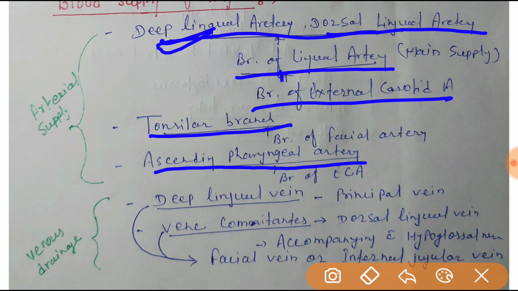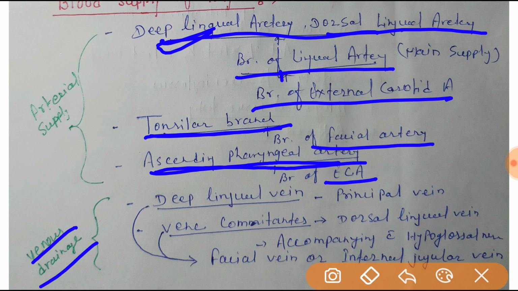The whole arterial supply is from branches of the external carotid artery. The next is the tonsillar branch, which is a branch of the facial artery, and next is the ascending pharyngeal artery, which is a branch of the external carotid artery.